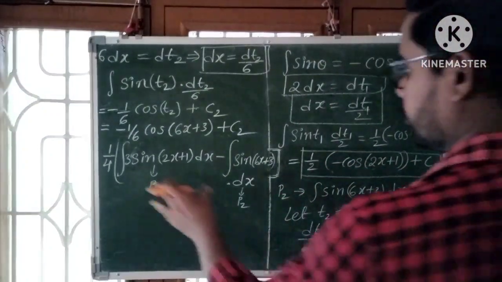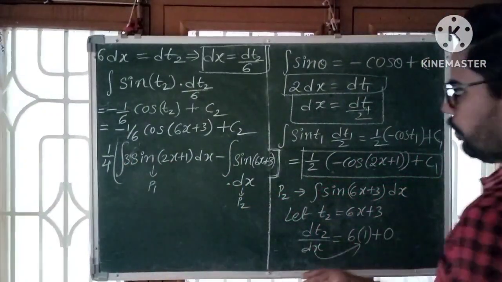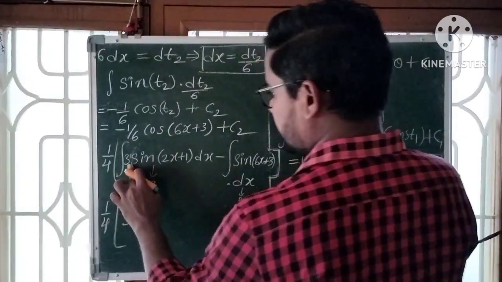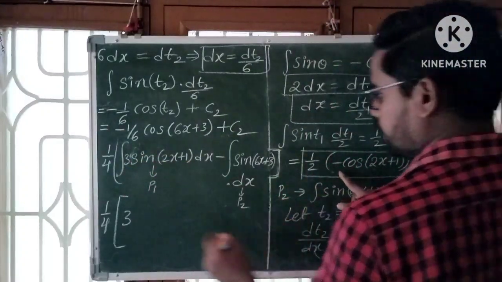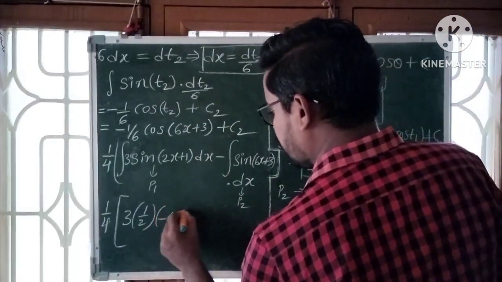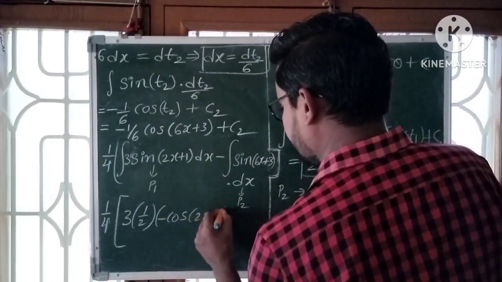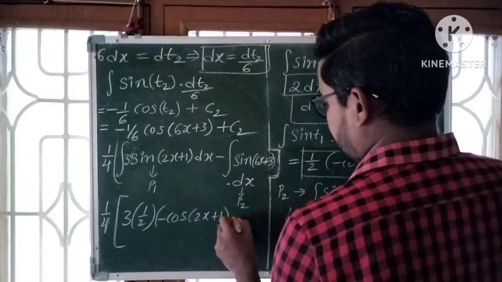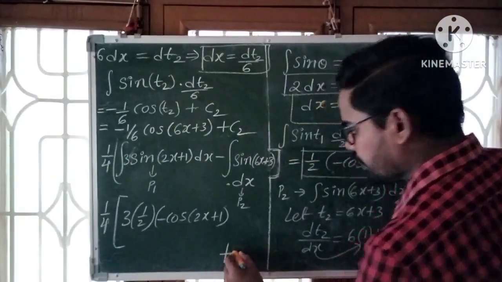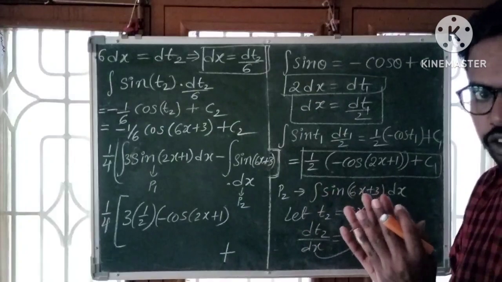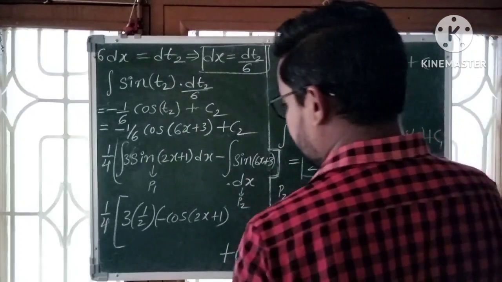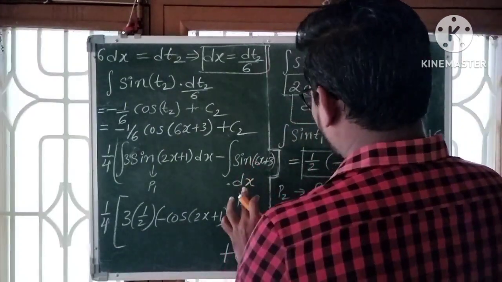Now substitute part 1 and part 2 here. So 1/4, the integral of sine of 2x plus 1 is 1/2 times minus cos of 2x plus 1. Here constant c1, here constant c2. Let us combine c1 and c2: c1 plus c2 is equal to some capital C, some constant C.